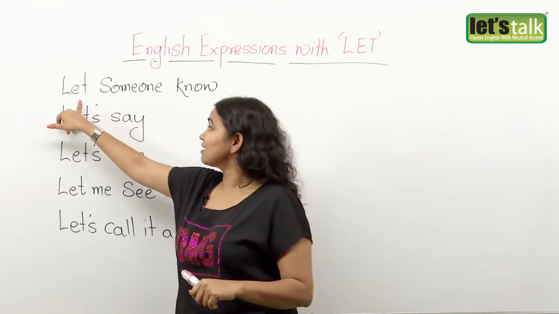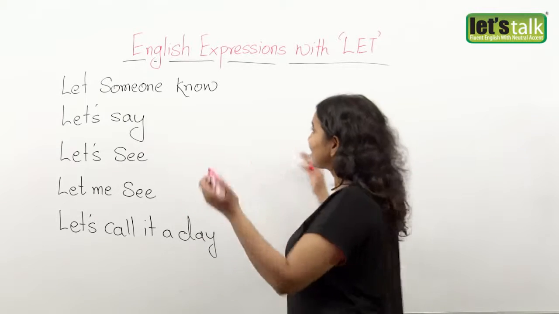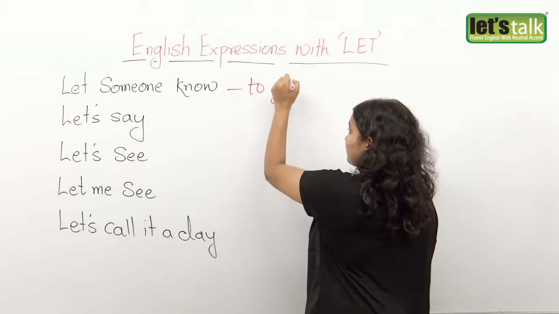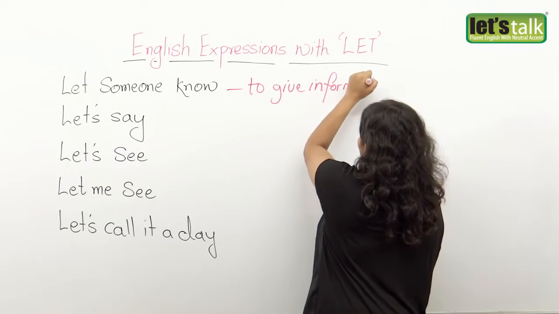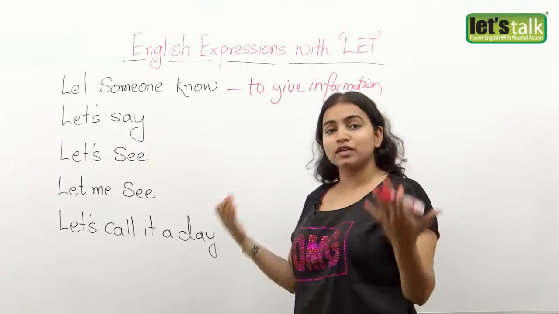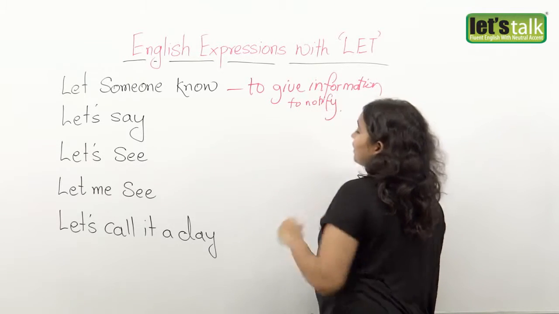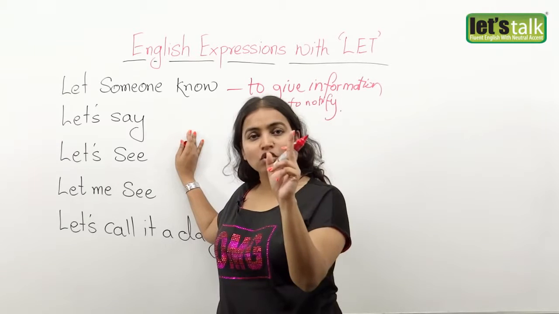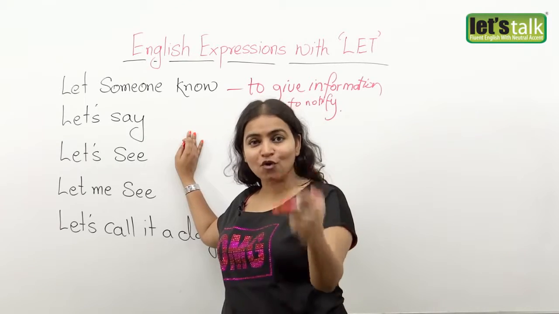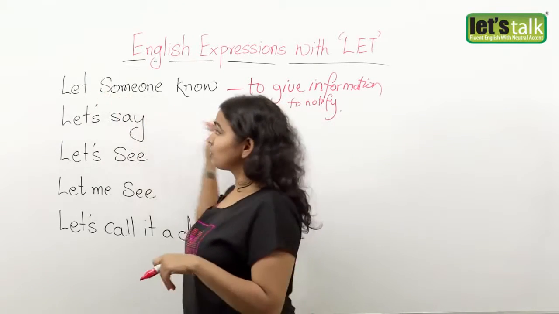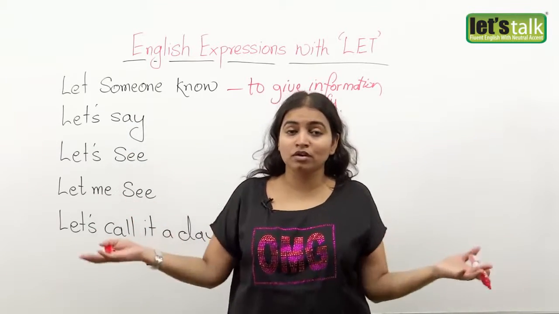The first one is to let someone know. To let someone know basically means to give information, or shall I say to notify someone, to give notification. So I can say, let me know if you want to come out for a movie tonight. Let me know if you would like to see a doctor today. So letting someone know is giving someone information or notifying them about someone or something.